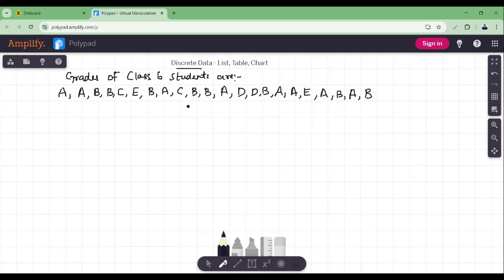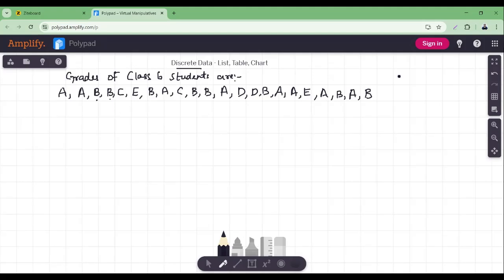Now we are talking about one example here, and we will see three different representations of that data, and see which is good and what the benefits of each representation are. What is given here are the grades of class 6 students, like A, B, C, D, E. We have not written the students' names, but the first student has got A, the second student has got A, the third student has got B, the fourth student has got B. Like this, we have written the data.